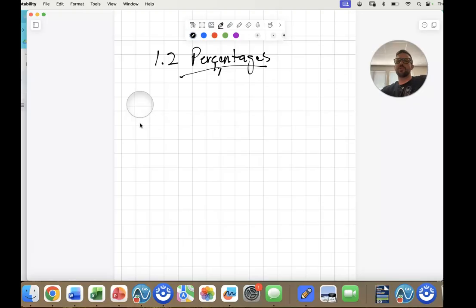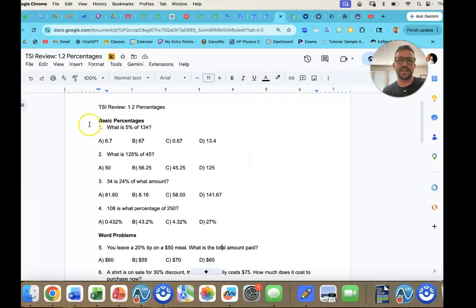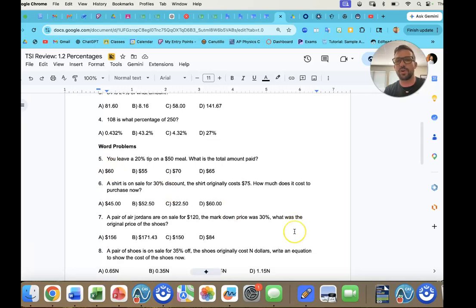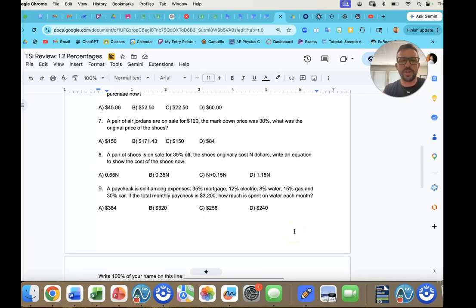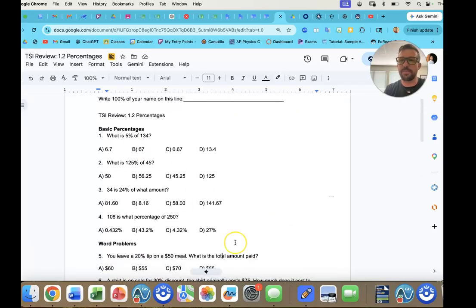Okay, so in order to do these percentages, on the worksheet you can see I have the basic way. Now guys, I don't think they're going to be asking the basic ones. What they're going to be doing is asking these word problem ones. That's typically what you're seeing on the TSI. But let's do some of the basic ones so you get an idea of how they work. So let's do something like this.